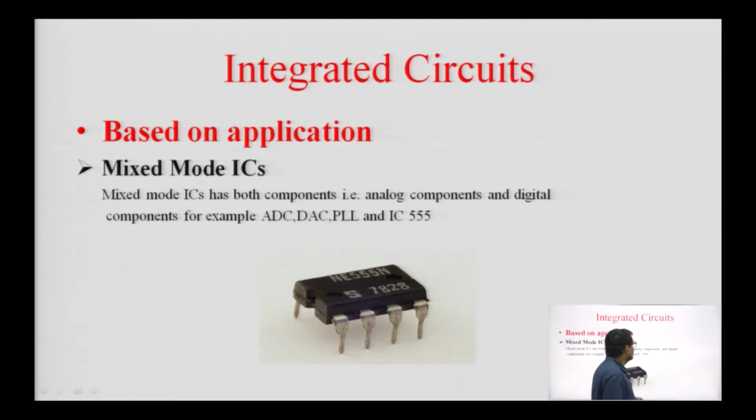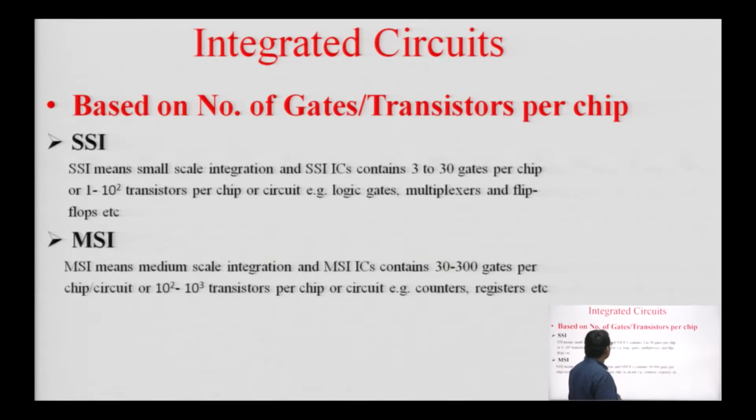Now, next, based on the number of gates and number of transistors per chip, the IC has 4 categories. First one is SSI. SSI means small scale integration, and SSI chips contain 3 to 30 gates per chip or 1 to 100 transistors per chip. Okay.